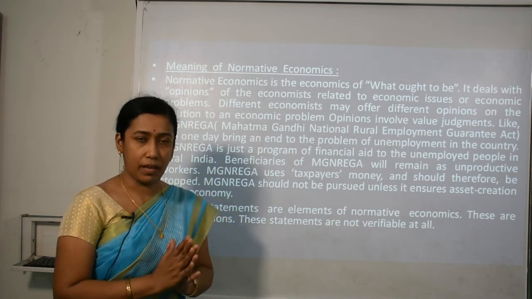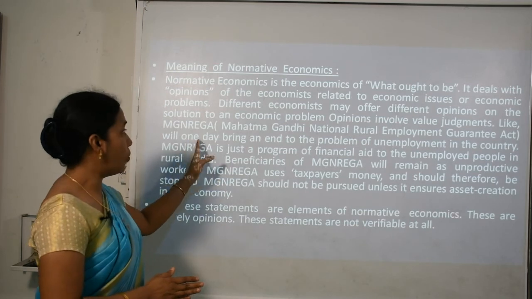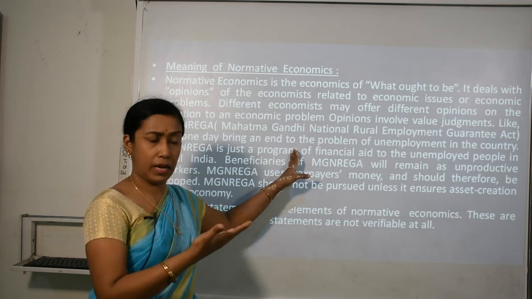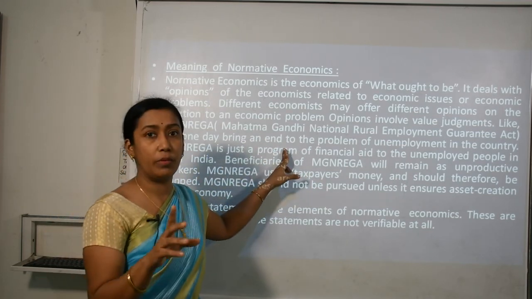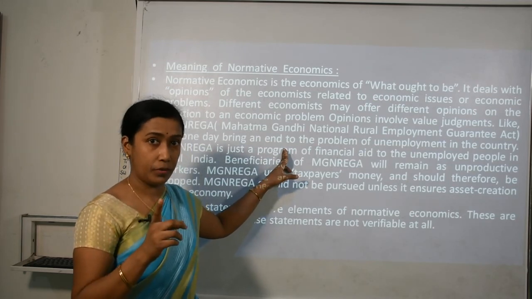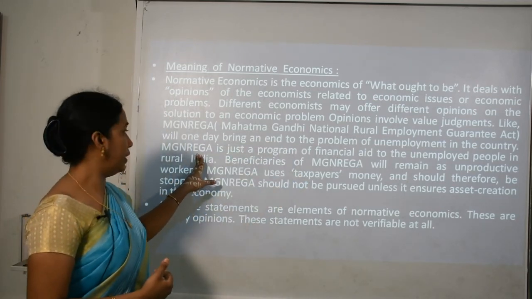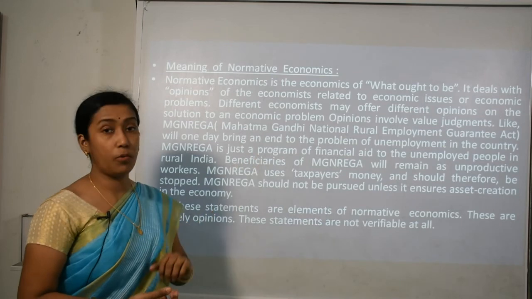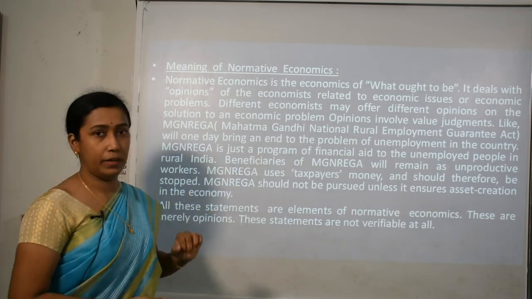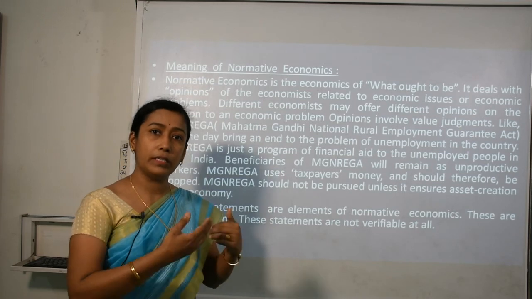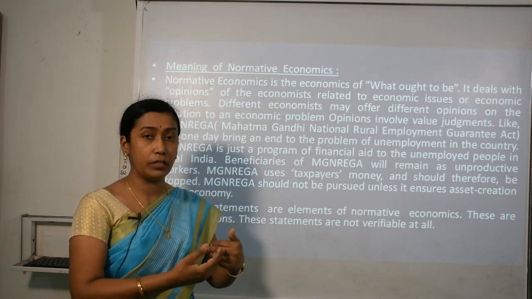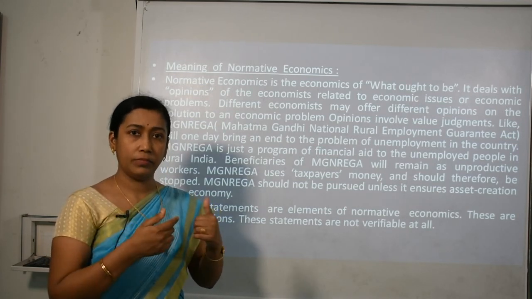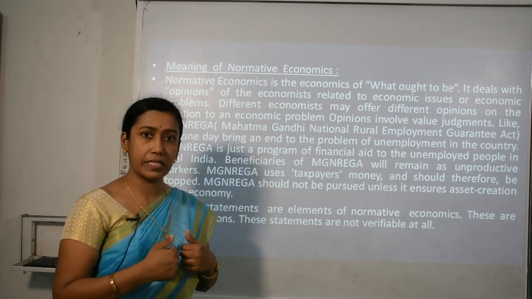This is just an example which I am giving you: it will one day bring an end to the problem of unemployment in the country. That means one economist gave the idea that, according to him, one day it will end the problem of unemployment. Then a second economist said it's just a program of financial aid, meaning financial help to unemployed people in rural India. One economist is of the opinion that it is just financial help provided by the government to people living in rural areas, for the upliftment of rural areas. This is the second opinion.